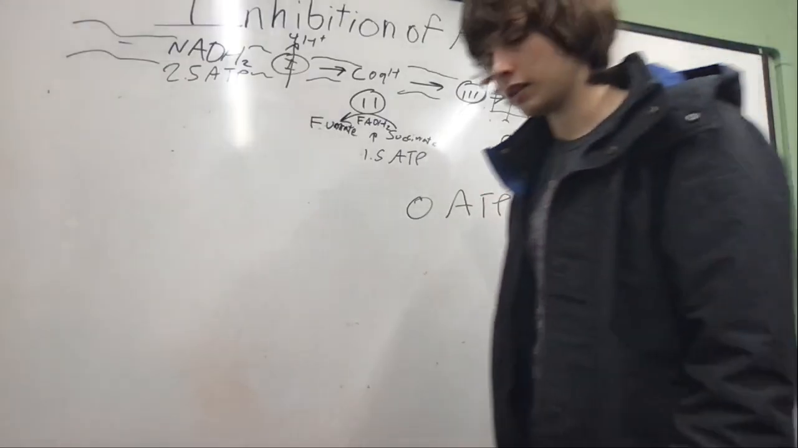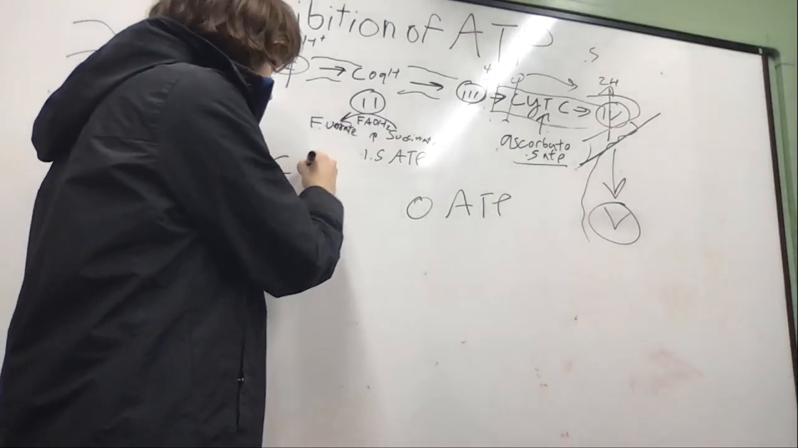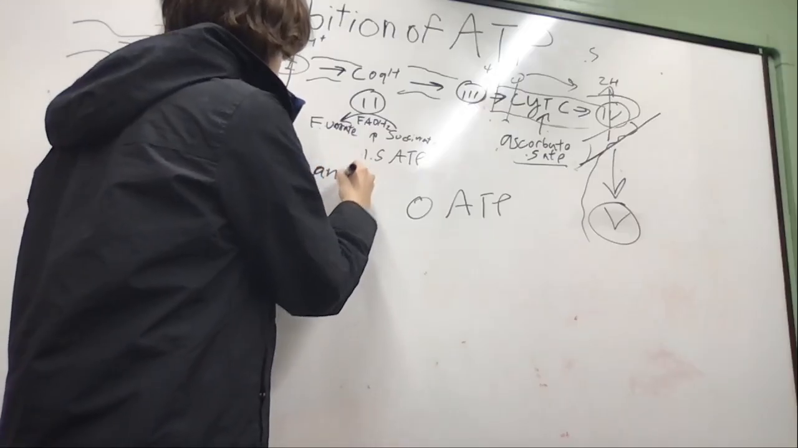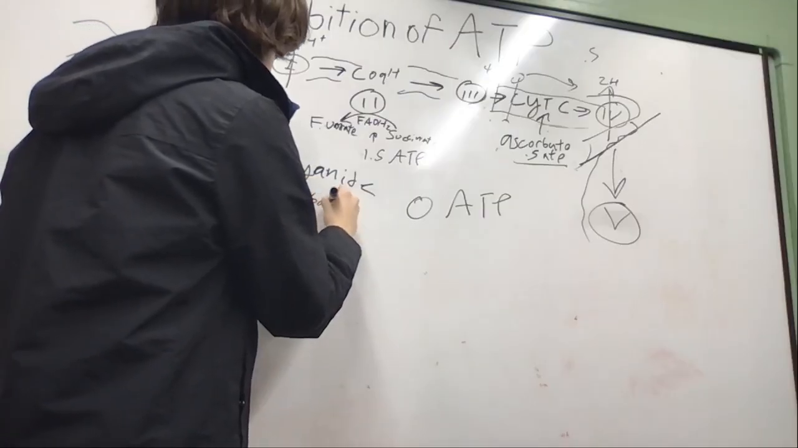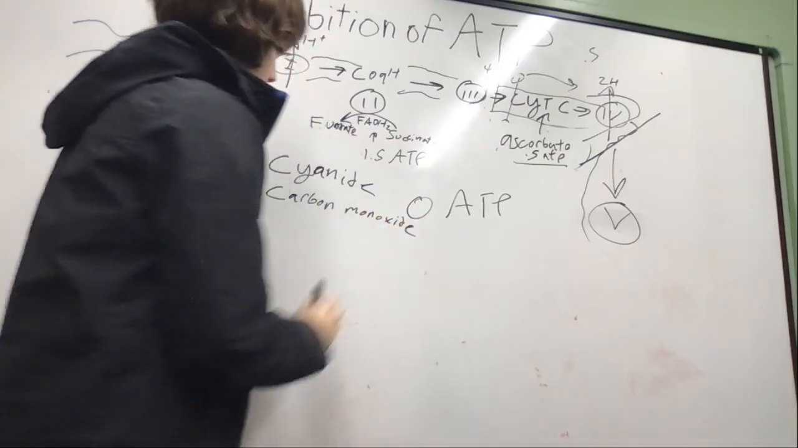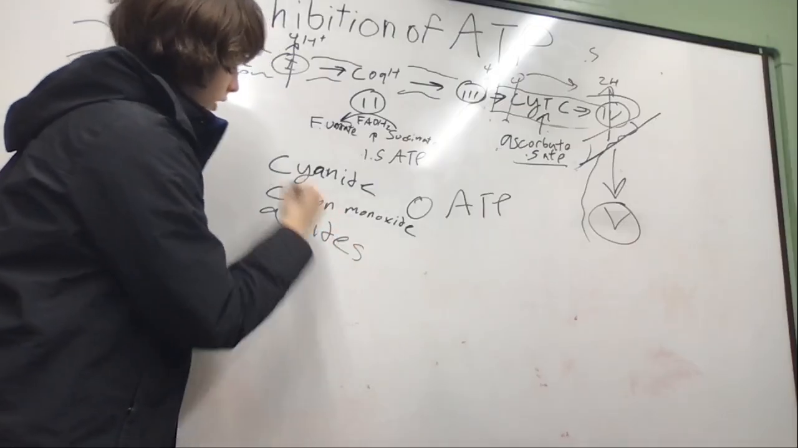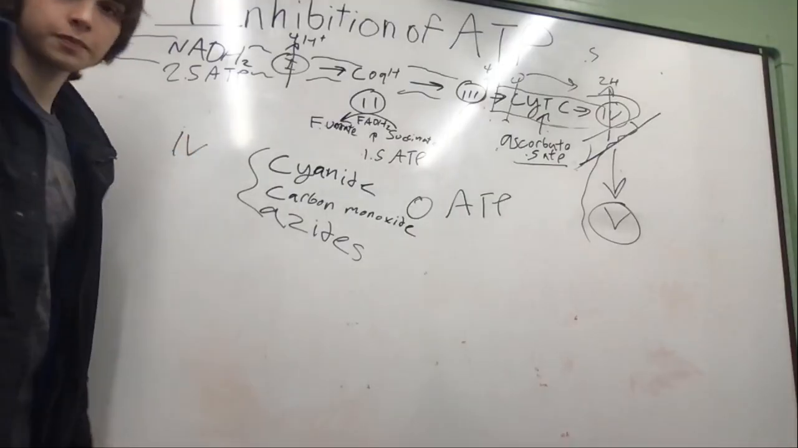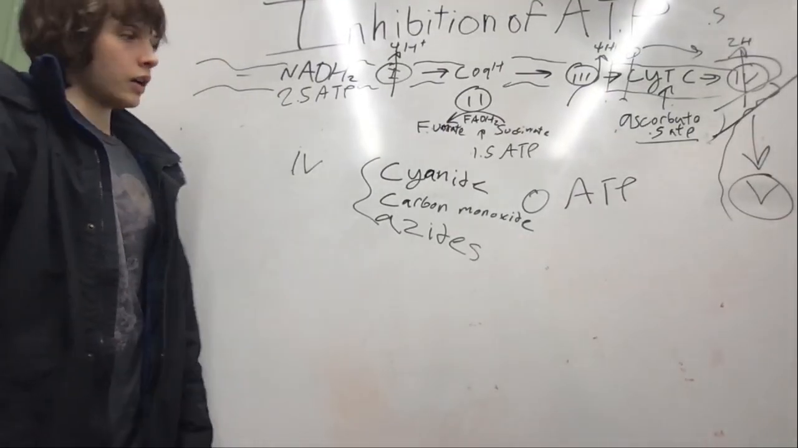And this is why stuff like cyanide, very famously, cyanide, spell that, and carbon monoxide are so deadly. Now you also have to know azides for this test. These are 4 inhibitors. Okay.